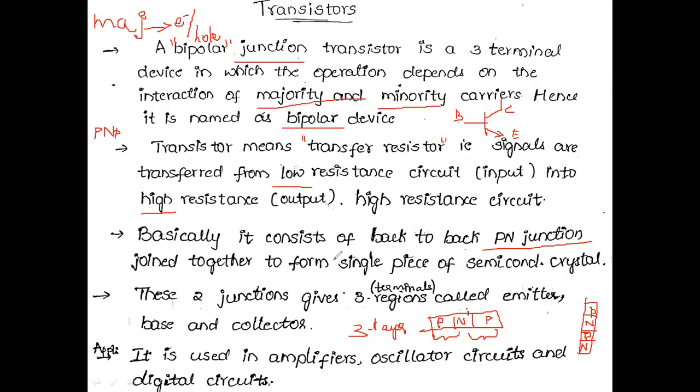Here this is the basic view: transistor is a bipolar junction transistor. Bipolar means what is bipolar? Anyone please respond. What is the meaning of bipolar? Allows both majority and minority charge carriers. No. Considering both majority and minority charge carriers is known as bipolar.